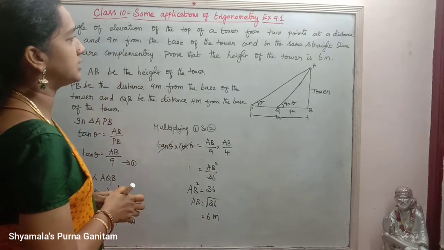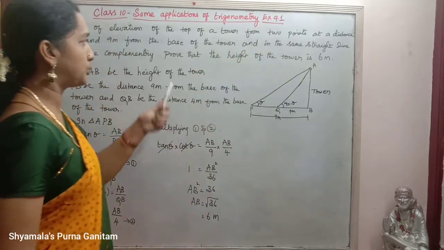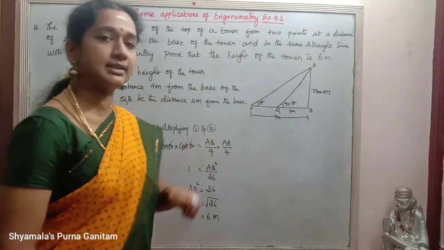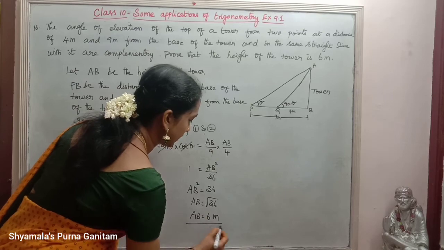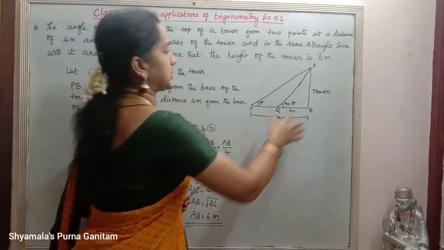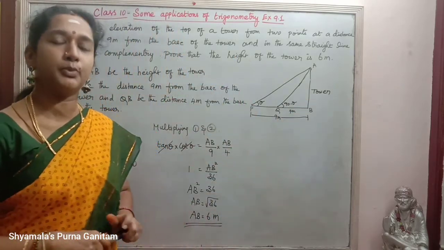So the question is what we are asked to prove, that the height of the tower is 6 meter. So we got AB as 6 meter, that is the height of the tower. We got it as 6 meter. That is the thing we are asked to prove.